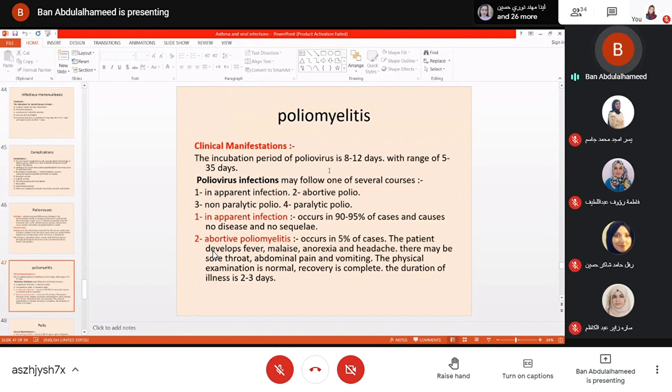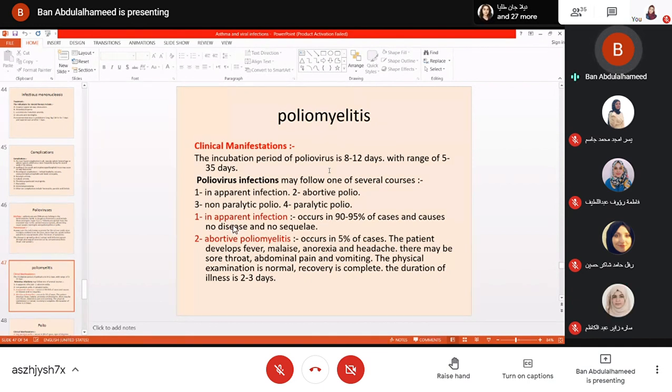Inapparent infection forms approximately 90 to 95% of the cases and causes no disease and no sequelae. This means most cases of poliomyelitis are inapparent infections, which form approximately 90 to 95% of the cases. Abortive poliomyelitis forms approximately 5% of the cases.